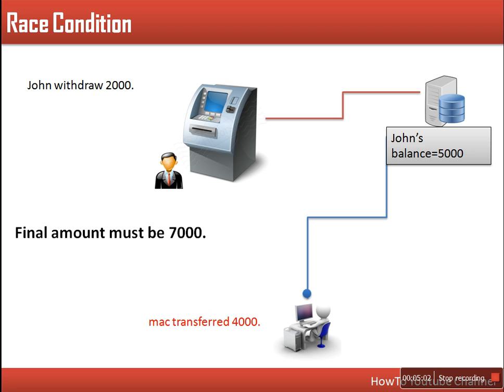So this is a race condition: when multiple processes try to access or manipulate the same data concurrently, and the outcome of the execution depends on which process executes last. So the outcome depends on their order. This condition is known as a race condition.